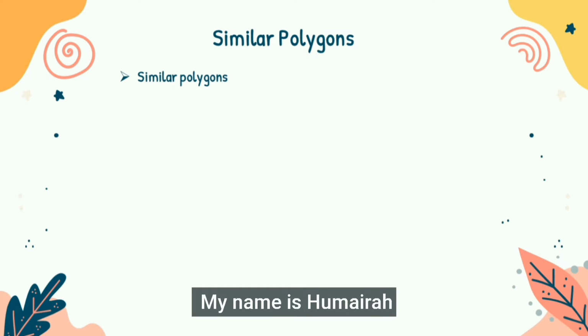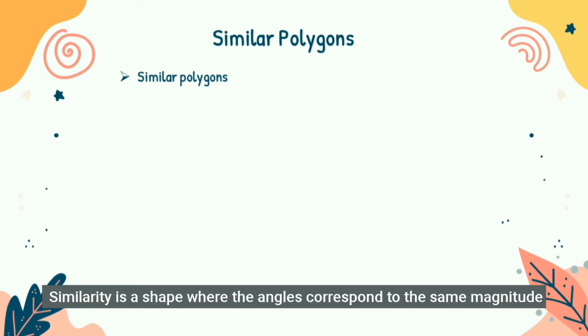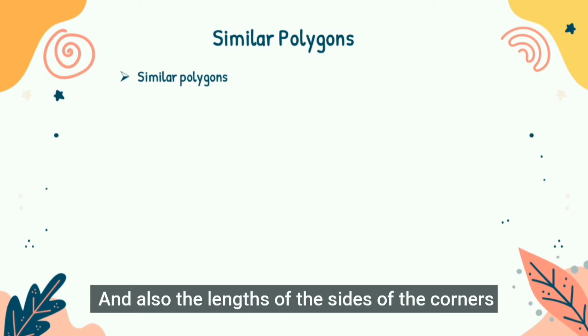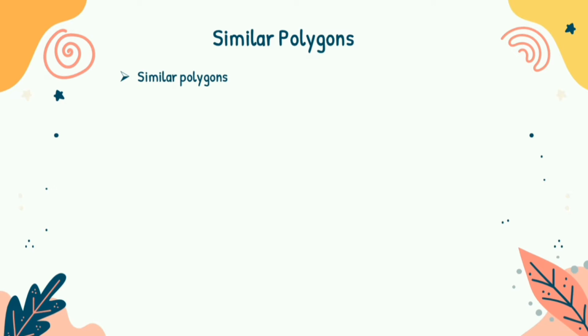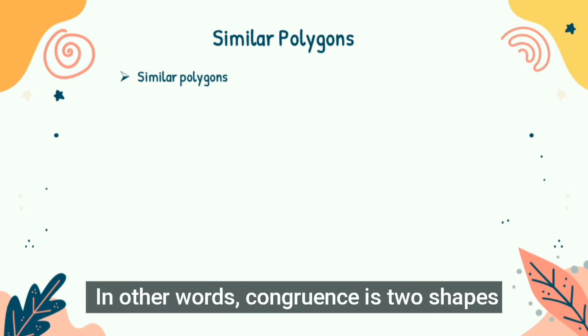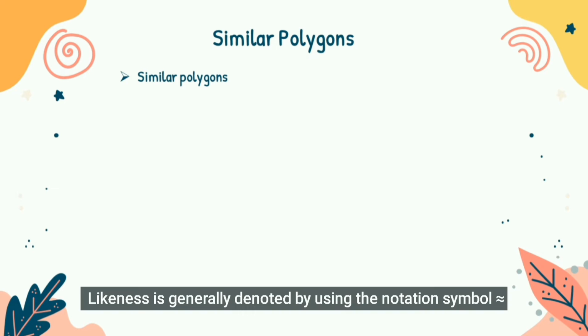My name is Humaira. Now, I will explain about similar polygons. Similarity is a shape where the corresponding angles have the same magnitude, and the lengths of the corresponding sides also have an equal ratio. In other words, congruence is two shapes that have the same angles and side lengths. Similarity is generally denoted by using the notation symbol.